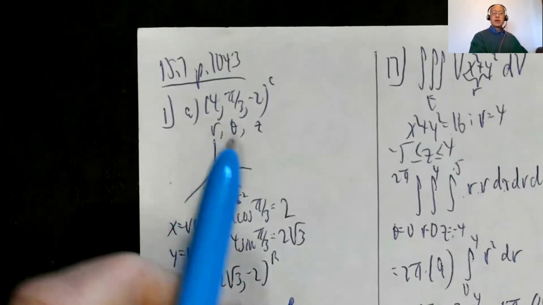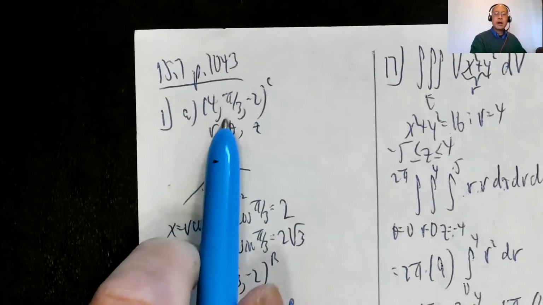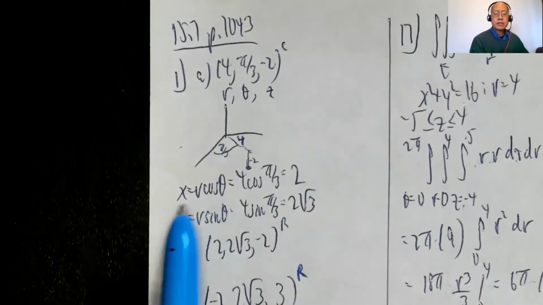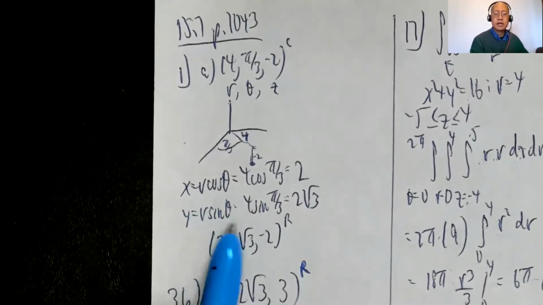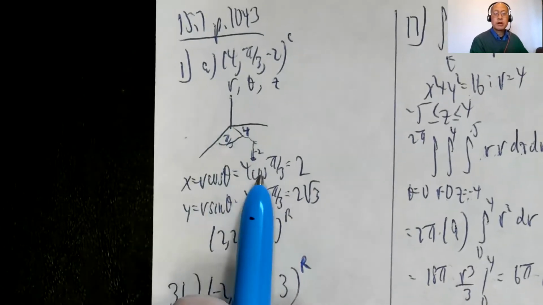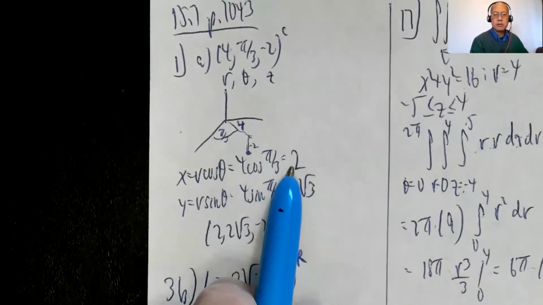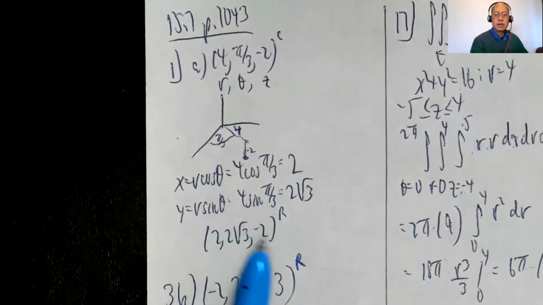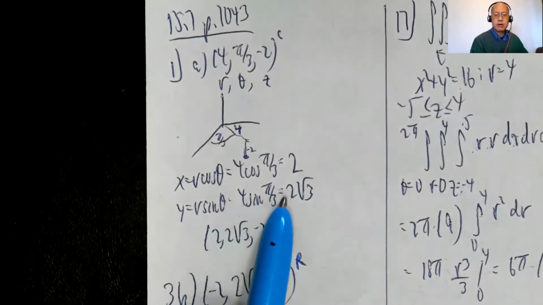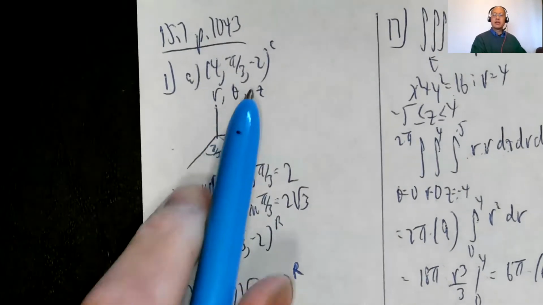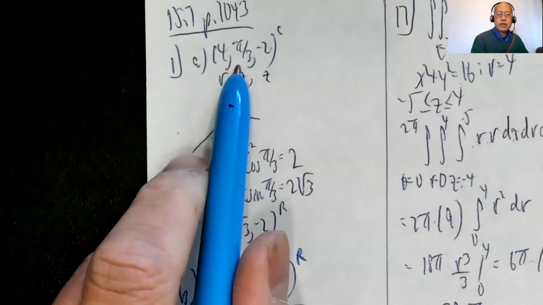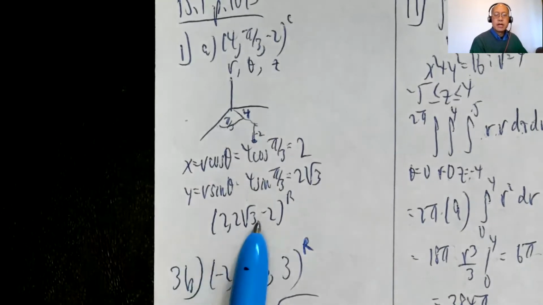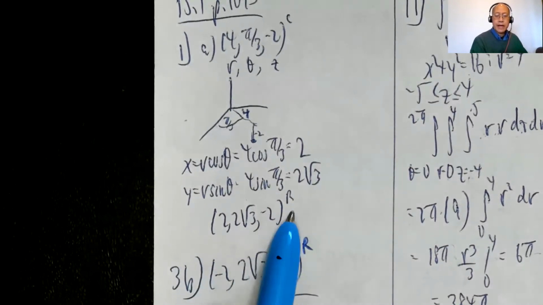So number one, the point with a superscript C for cylindrical: 4, pi over 3, negative 2. By formula, x is r cosine theta, y is r sine theta, leave z alone. So 4 cosine pi over 3, 4 times a half, 2. r sine theta, 4 sine pi over 3, 4 times radical 3 over 2, 2 radical 3. And you leave z alone. So the point 4, pi over 3, negative 2 in cylindrical coordinates is 2, 2 radical 3, negative 2 in rectangular coordinates.